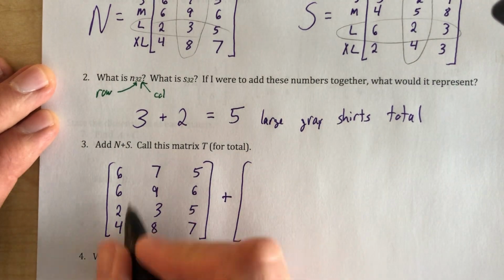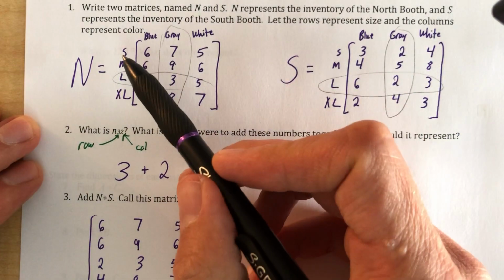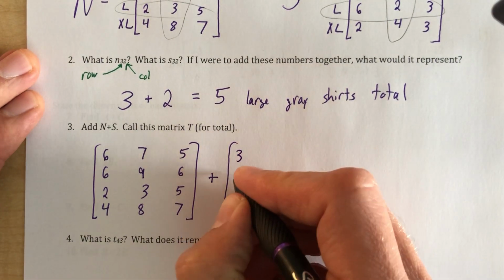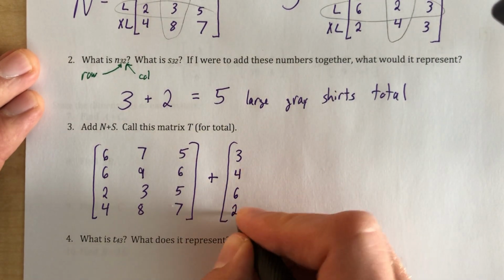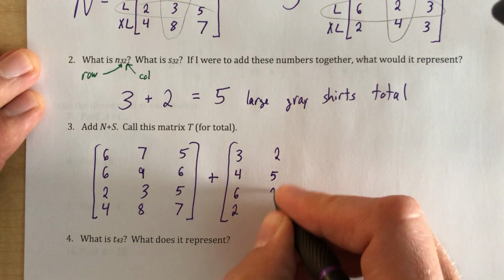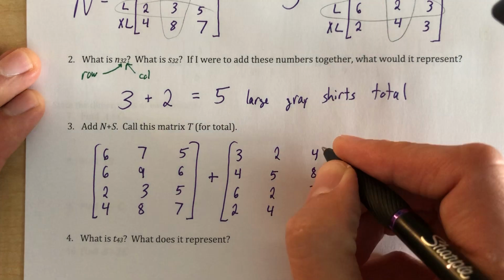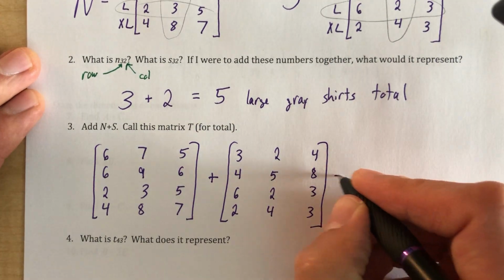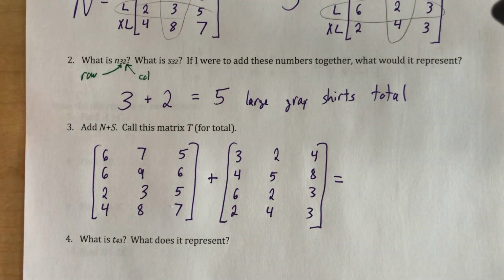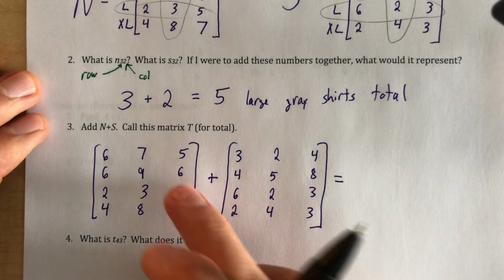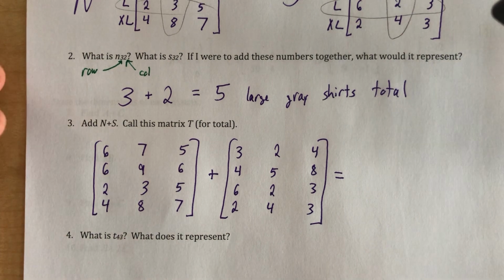So here's n again. Now I left off the words and the size, the color, the size. I didn't put that. And here's s. 2, 5, 2, 4, 4, 8, 3, 3. And then it said add them together. So we're going to add this and this. Okay, let's not overthink this. I'm going to pull out my green pen that I used to write magical things like dimensions.